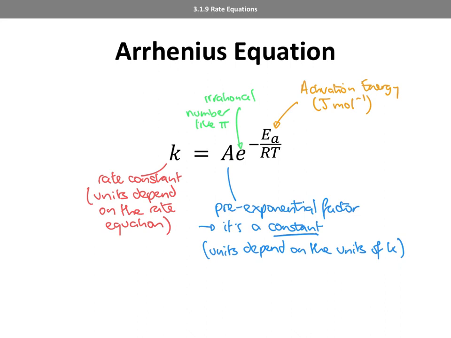T is temperature. Capital T is temperature, remember, lowercase t is time. So capital T is temperature, and the units are Kelvin. Finally, we have R, the gas constant, which you've met before, and that has the units joules per Kelvin per mole.